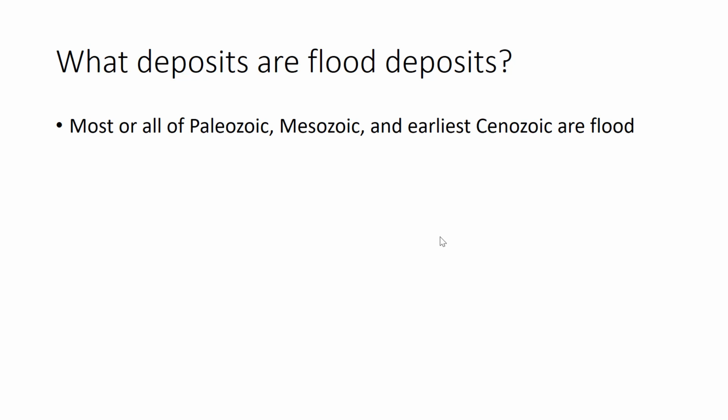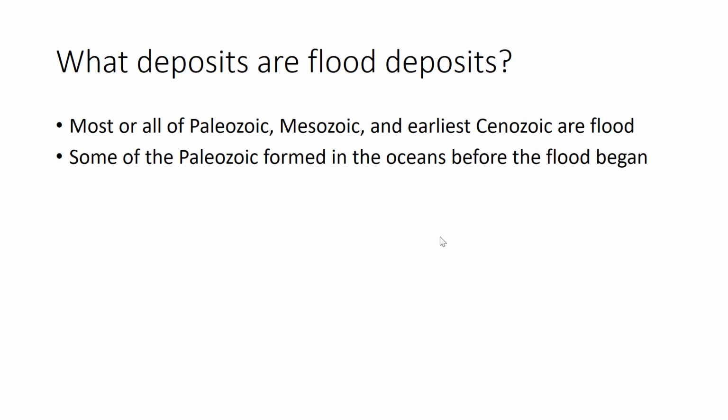This is probably the most common. This is the view of the authors of the textbook. Most or all of the Paleozoic, Mesozoic, and the very earliest Cenozoic are flood deposits. And so the flood probably begins at the Cambrian explosion, accounting for why we have a burial of a rich variety of different forms.